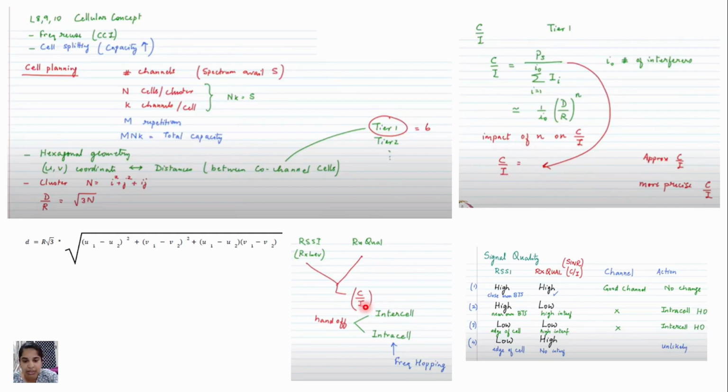And the difference between a good RSSI and the actual receive signal quality was also discussed. Even if we have high RSSI, if you have a poor receive quality, it means that the channel is not good, and then you should definitely have an intra-cell handoff, because this will be majorly because of noise. Now if we have a low RSSI and a low receive signal quality, it means that the channel itself is bad. Then you'll have to have an inter-cell handoff. And the last case of low RSSI and high receive quality is not possible.